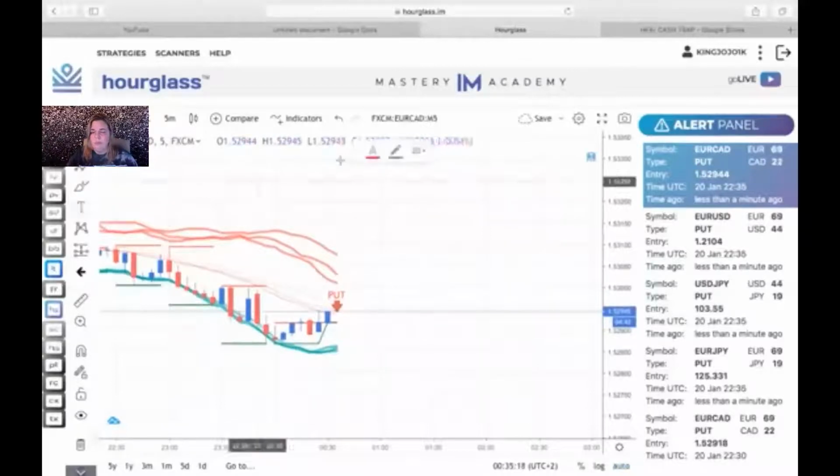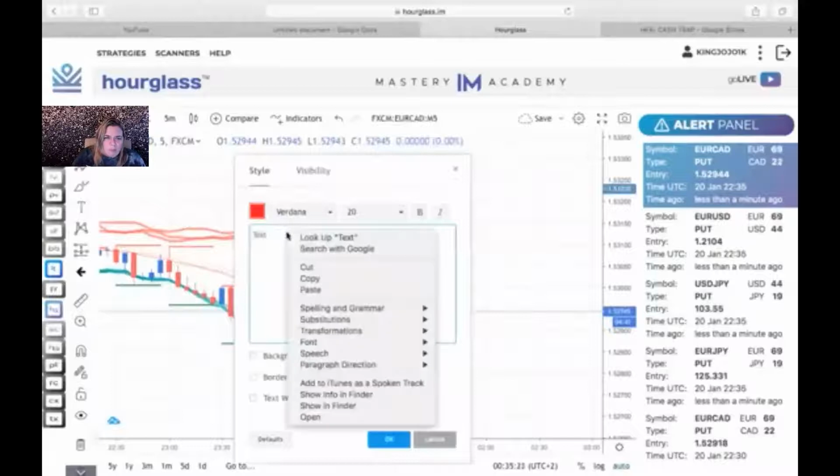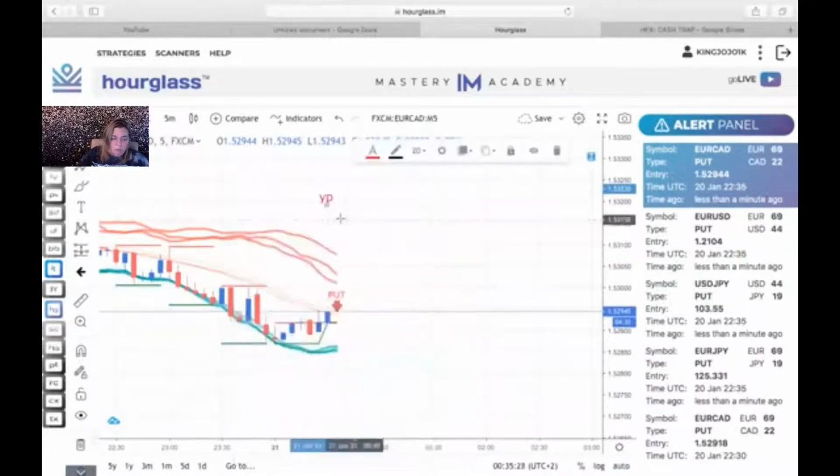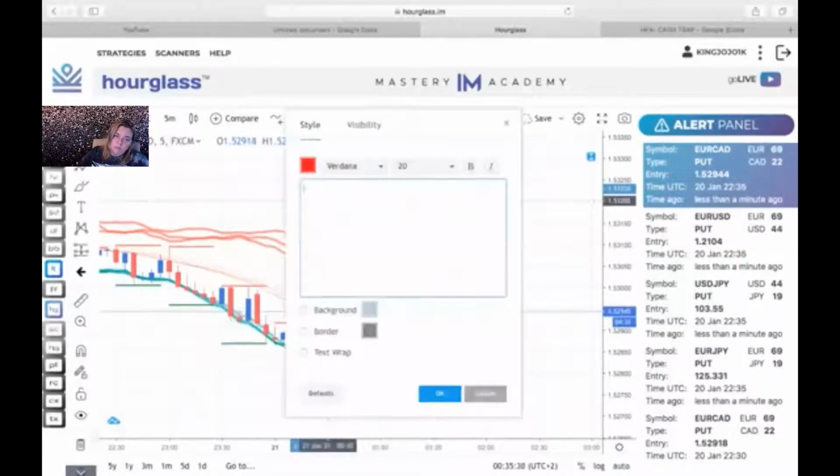Will it let me type on here? It should. Hold on. Okay, yeah, it is. So red Bollinger Band equals sell.